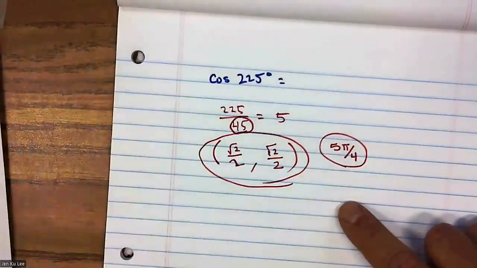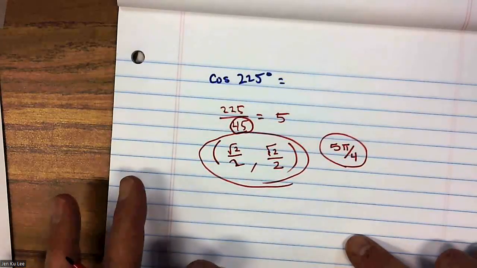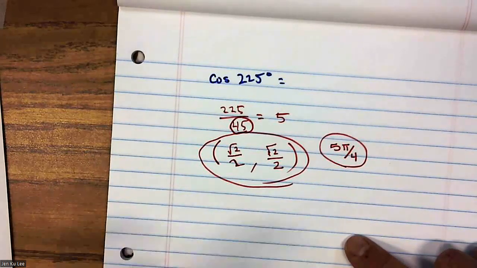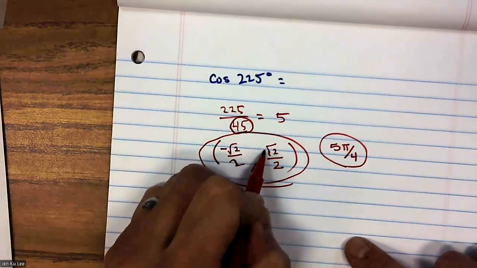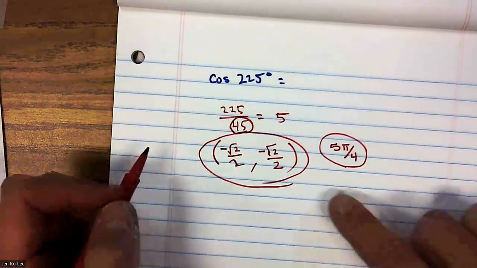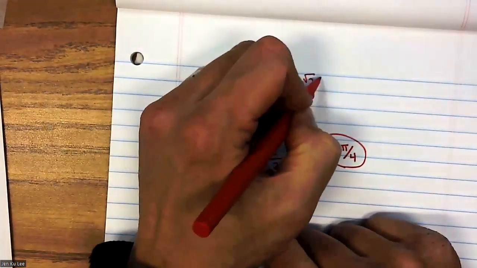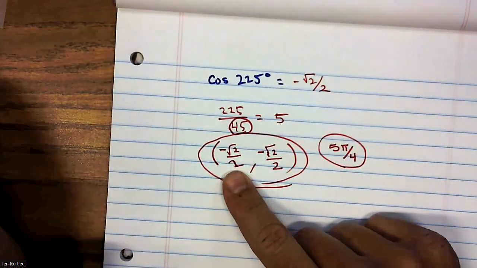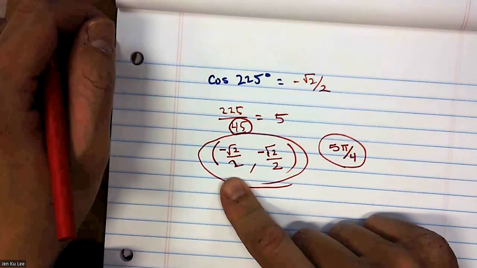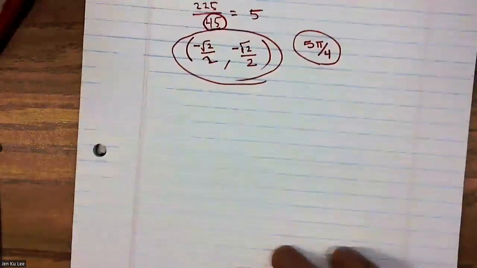225, if you think about it, it's in my third quadrant where x is negative and y is negative. So the coordinate is actually negative square root of 2 over 2, negative square root of 2 over 2. Okay. And you know cosine is that x slot. So this is negative square root of 2 over 2. Okay. That's the train of thought if you guys did that memorization. I would not recommend it, but if your brain works that way, go ahead.